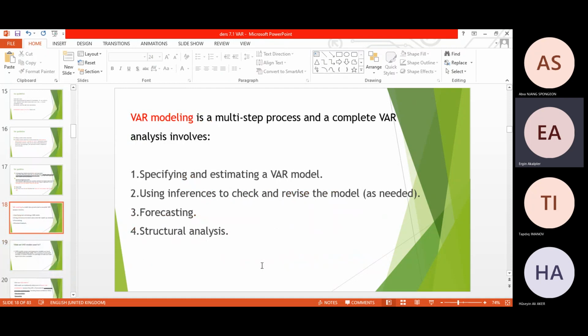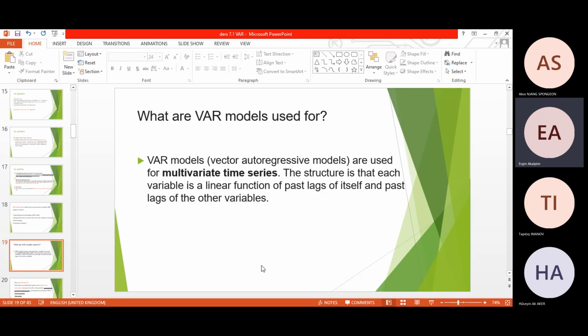VAR modeling is a multiple step process. VAR analysis involves specifying and estimating the VAR model, using inference to check and revise the model as needed, forecasting, and structural analysis. Vector autoregressive models are used for multivariate time series. The structure is that each variable is a linear function of past lags of itself and past lags of the other variables.